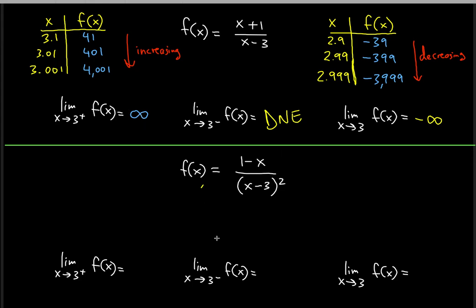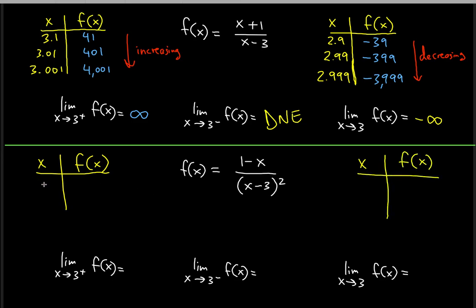You will see in the second case, it's not going to be the same picture. This is a different function now. We want to populate a list for both, using the same values we've done before. The function values will be different because we're dealing with a different function. All right, 2.9, 2.99, 2.999.